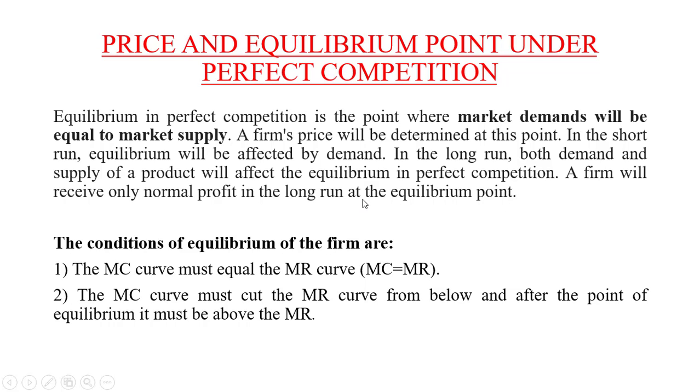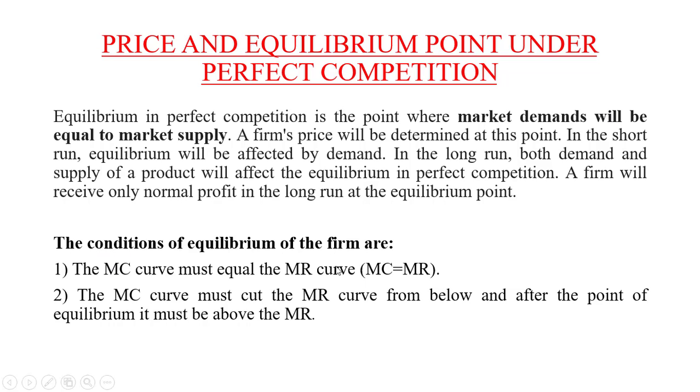Now one thing is very important here: in the long run we take into consideration the demand and the supply of the product. How much demand there is for the product, that much only you will supply, and when it is exactly the same, you reach the equilibrium point, right? And at this equilibrium point there will be only normal profit. That means how much profit is earned by the firm will be only the normal.